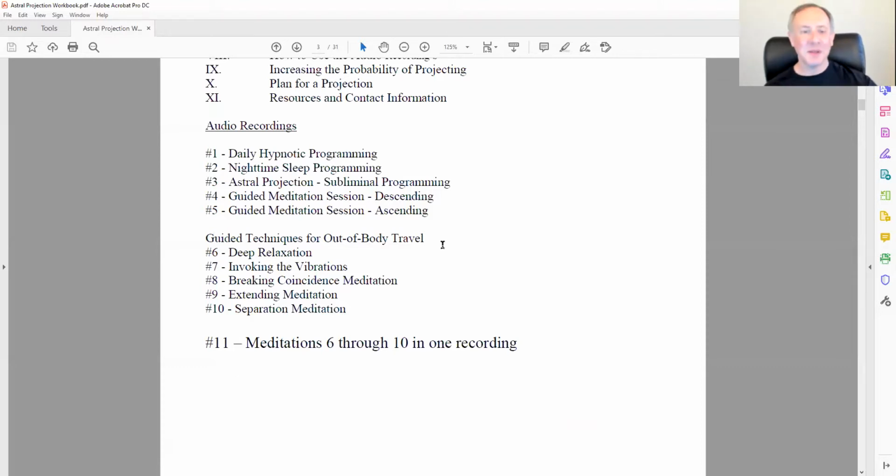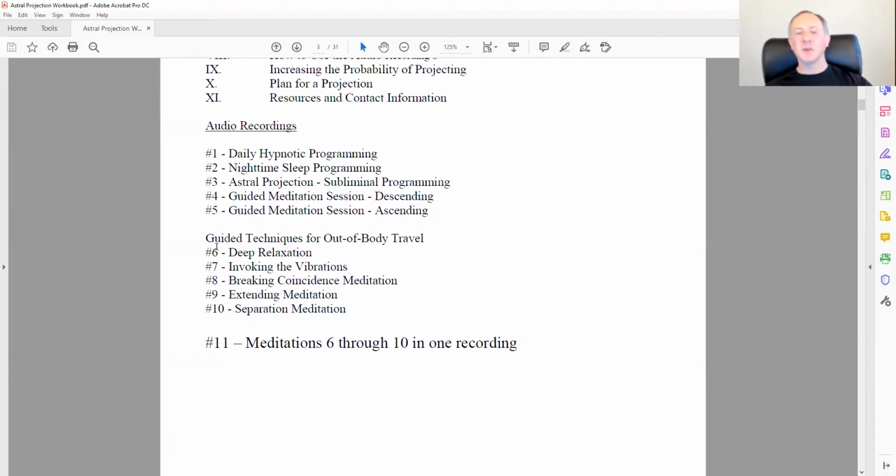Okay, don't worry about looking at me. Just here are the meditations. So guided technique for out-of-body travel. Meditation 6, deep relaxation. So there, just practice that anytime you want to. Just simply practice body asleep, mind awake. It doesn't mean you're trying to leave your body. You're just practicing the first, most important step, body asleep, mind awake, with meditation 6. And do that again on its own.